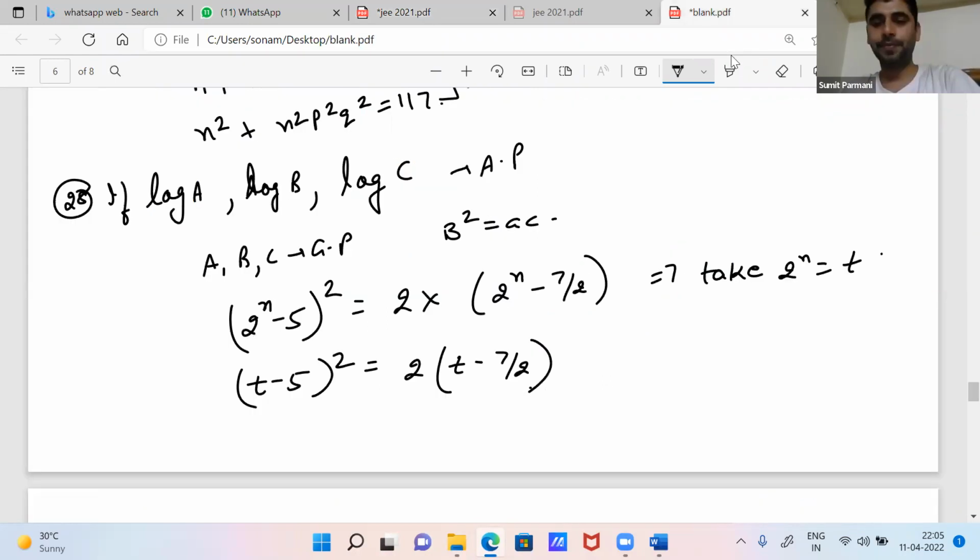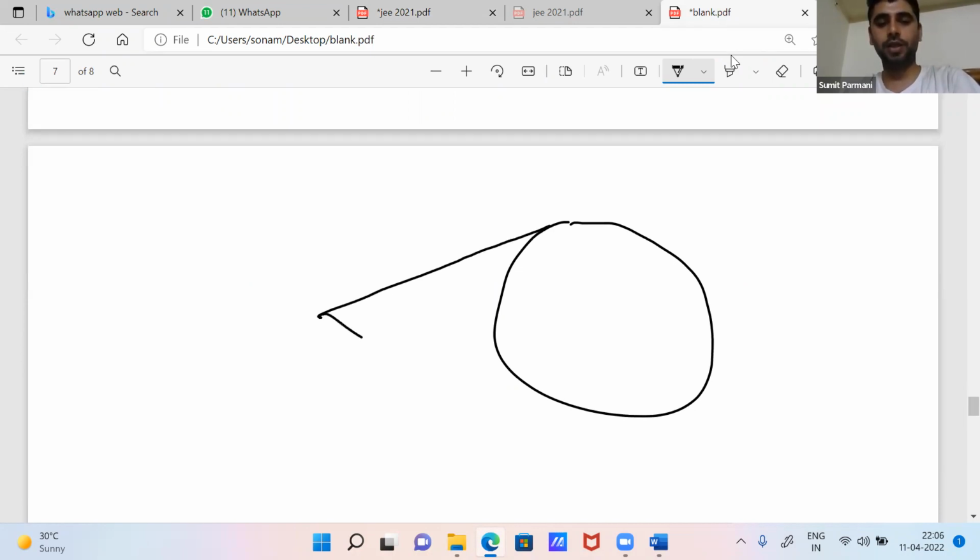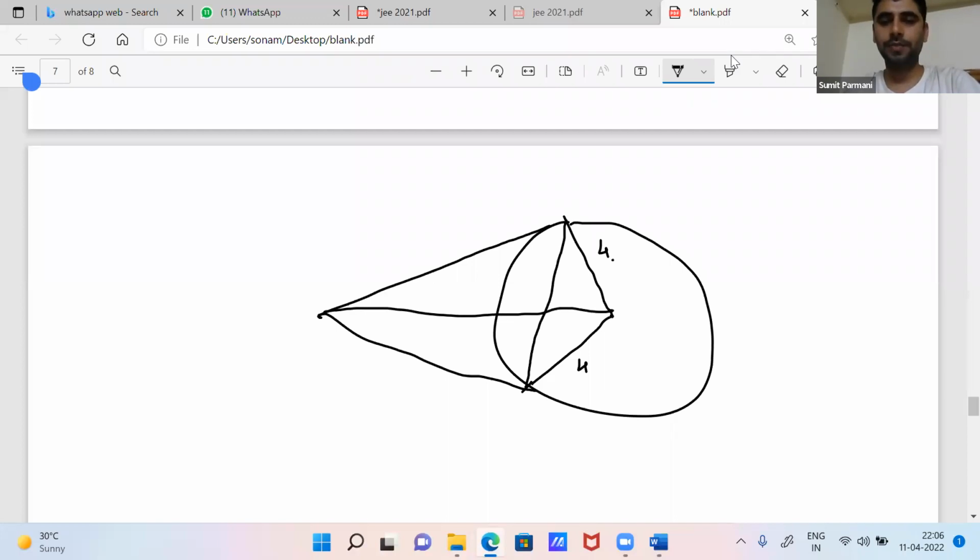Now it is saying in the question that this is your circle and this is your external point. We have drawn 2 tangents to the circle. This is your center of the circle, and this is the radius. This is 4, this is 4. Join this. Join this. See, this is your 90 degrees. This is your length of tangent.